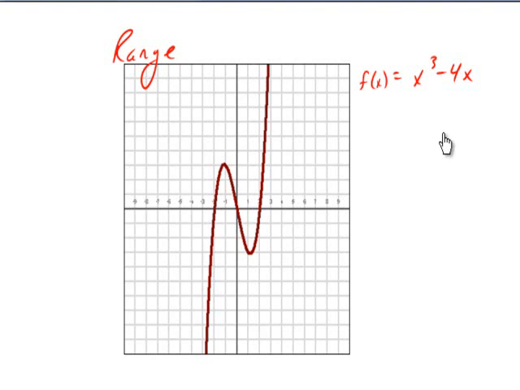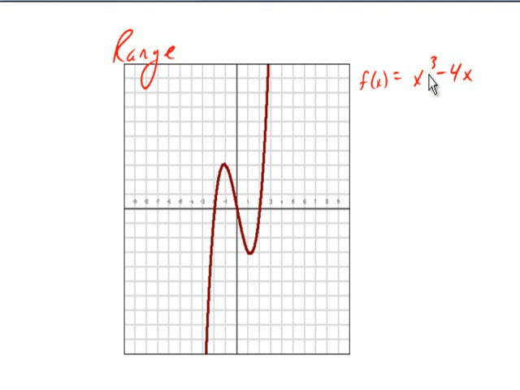The range is a set of all the y values that result from evaluating the function for all the possible x values. Or the range is the set of all y values that are graphed when we graph the function. In this case, I have the function f of x equals x cubed minus 4x.